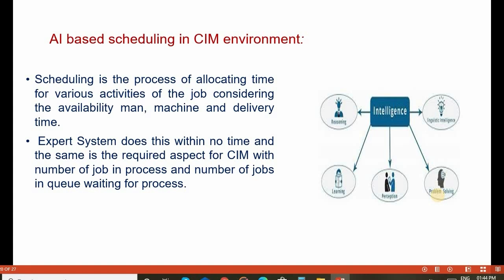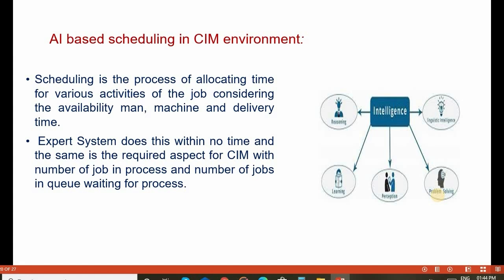Also, artificial intelligence based scheduling in a computer integrated manufacturing environment. Scheduling is basically a process of allocating time for various activities of the job, considering the availability of man, machine and delivery time. Artificial intelligence based scheduling helps to specify and plan the various activities of the job considering these factors.